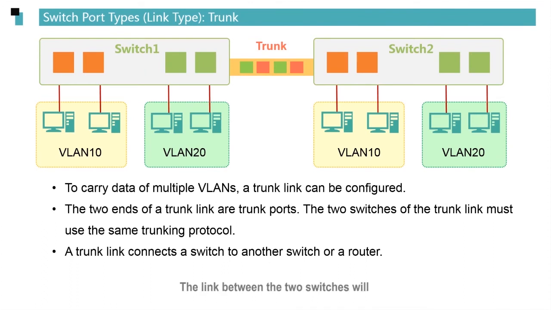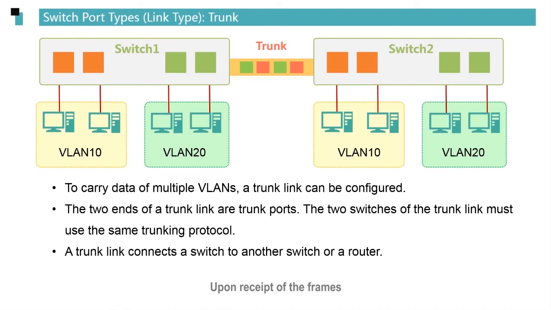The link between the two switches will carry data of multiple VLANs. After a switch sends the data of a VLAN to the other switch along the link, the other switch must determine a correct VLAN before forwarding the data. To ensure that the peer switch identifies the VLAN of each data packet, the local switch tags data frames before forwarding them to the remote switch.